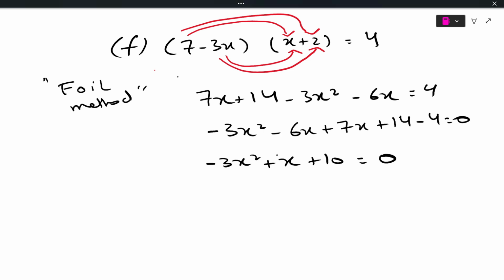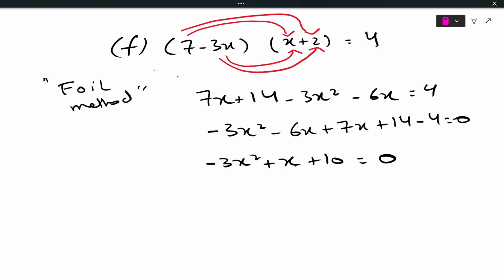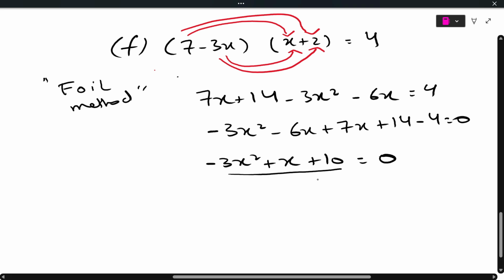Done. Alright, good. Now just focus on the screen that after simplifying we got minus 3x square plus x plus 10, right? So remember this, I just explained this above, that your x square can never be negative. If it's negative, then we send the entire equation to the other side of the equation. So after sending it to the other side of the equation, it becomes 3x square minus x minus 10 is equal to 0, correct? You with me till here?